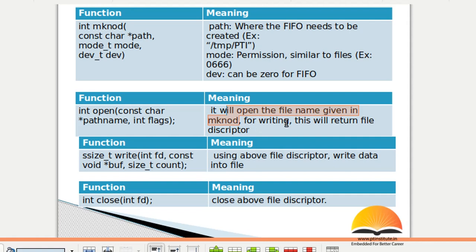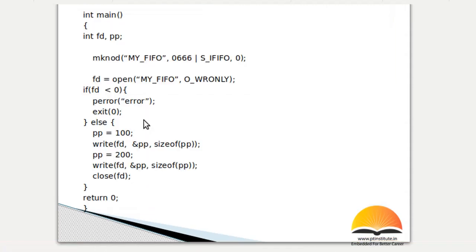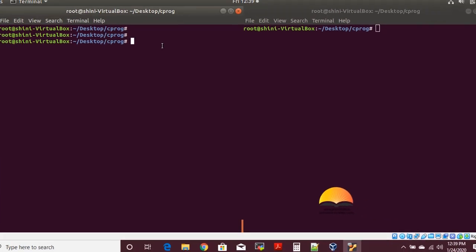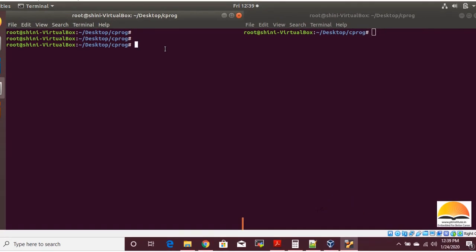We have to use another system call, that is open. It is like a normal open. It will open the file in read, write, or both read and write mode. Once the file is open, we will have a file descriptor, and using that file descriptor we can write to it, and later we can close it. So now here it is, the programming. We'll write a program.